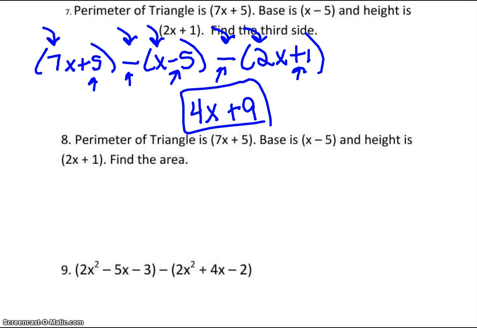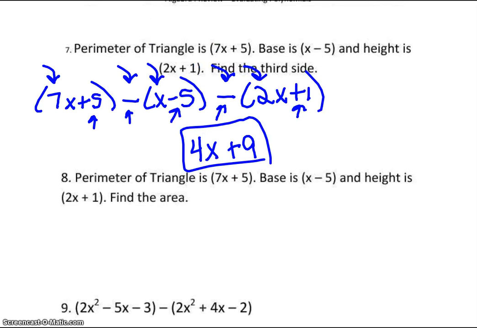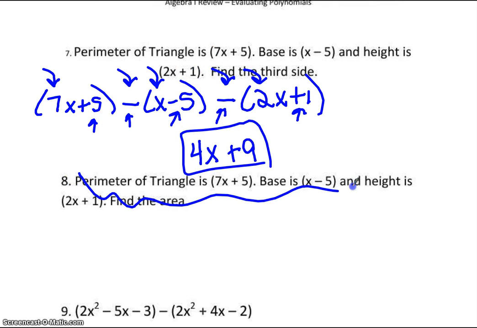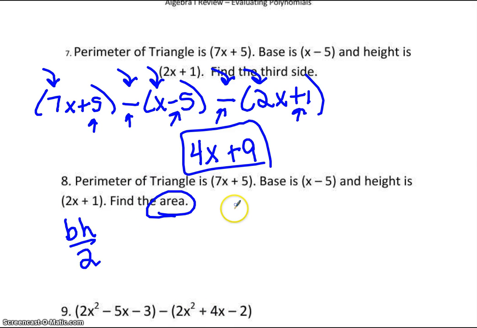Number 8, the perimeter is, this is the same exact problem as number 7, so we won't, oh wait, yes we will. It's not the same one. What's the deal? What's different? Now they want the area. Area of a triangle is base times the height divided by 2. So what is your base? X minus 5. What is your height?